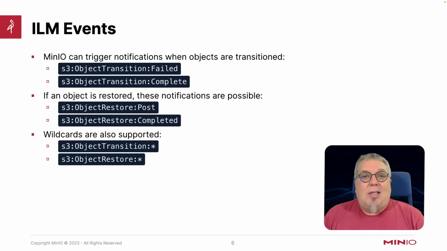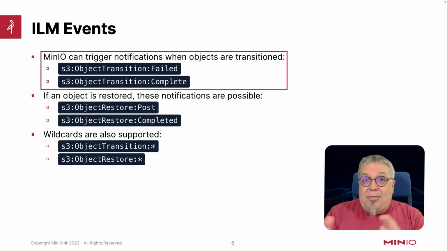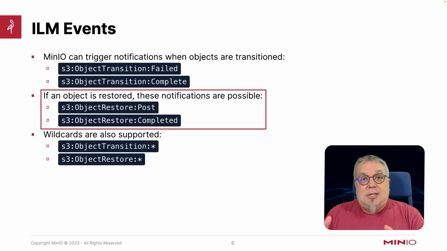We'll start off with our lifecycle management events. So MinIO can trigger notifications when an object is transitioned, whether or not that actually completed. That's an excellent thing to keep track of. If an object transition fails, you're going to want to know about it. If the object is being restored for some reason and you want to track the restorations, you can take a look at that. We have a post and a completed for object restores.